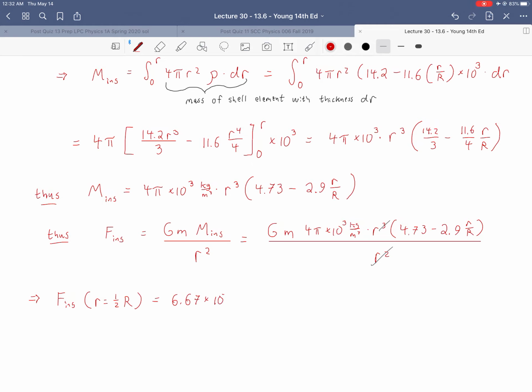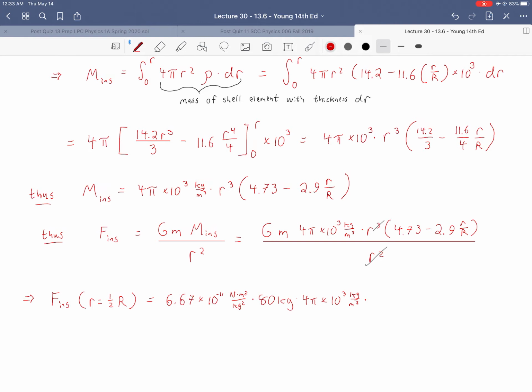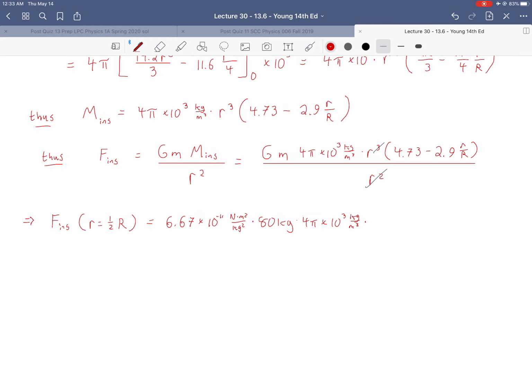Yep, 6.67. So 6.67 times 10 to the negative 11 newton meter squared per kilogram squared, times 80 kilograms, okay, and then times 4 pi times 10 to the third kilograms per cubic meter, okay, and then times r, which is 1/2 big R. Now we need the mass of the Earth here. So actually we need a little bit more space, long line. Okay, so we'll put that in there. Okay, so then times 1/2 r.